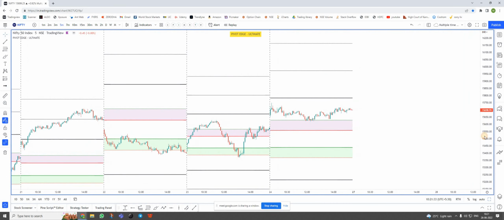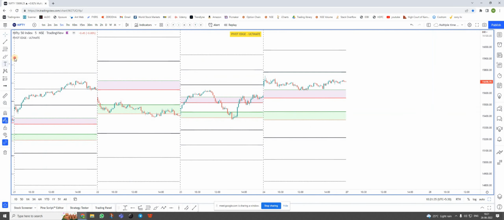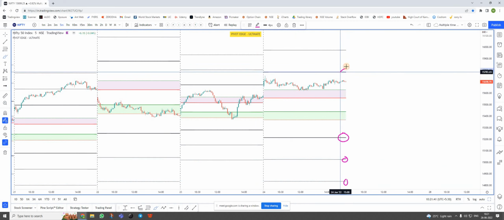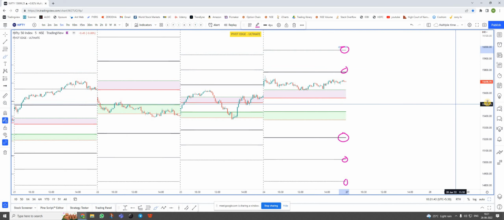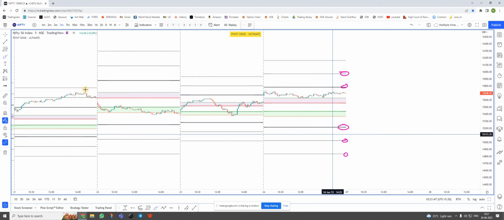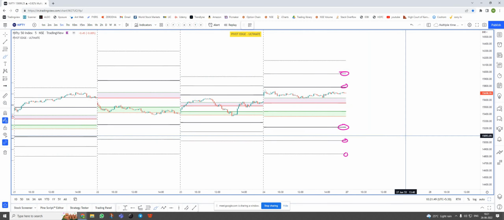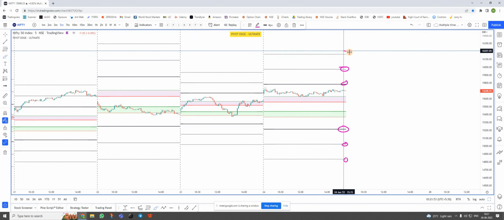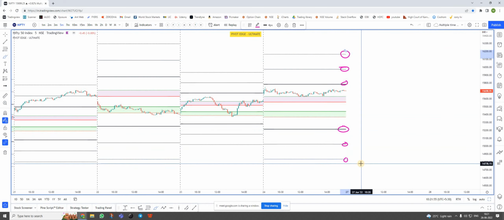The second layer is these black lines: a thick black line, then a little bit thinner, and then again a thin line. These are called your extended targets. Once the price leaves your basic support band and resistance band, these are the references for the possible targets the price can reach, okay.